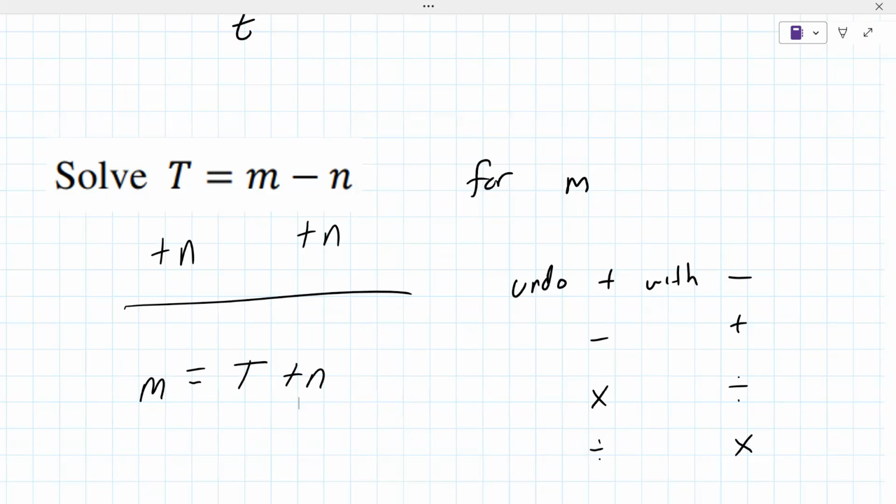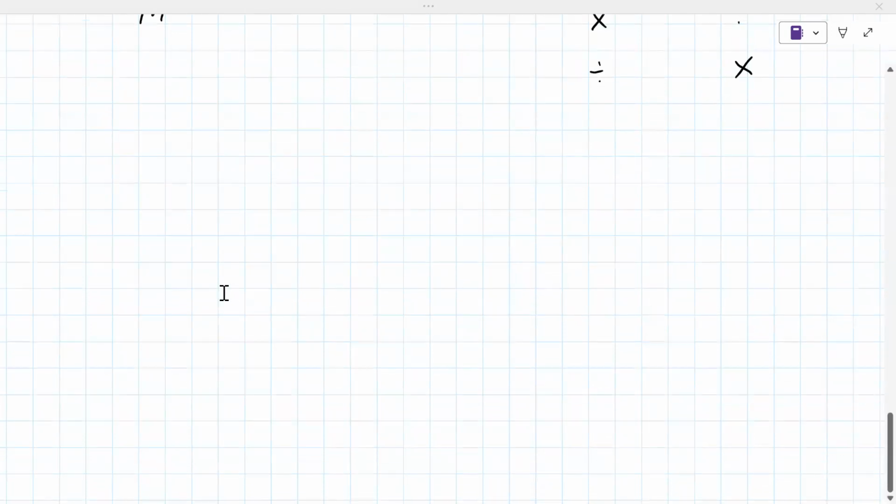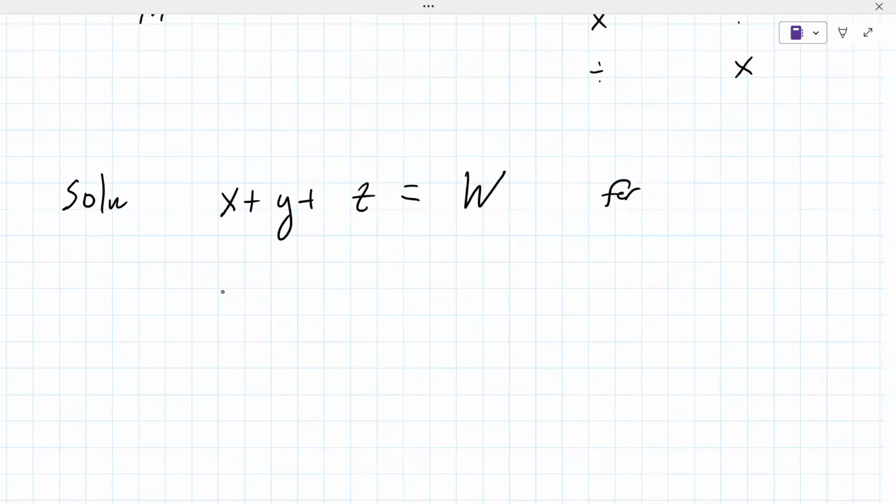All right, let's try another one here. Actually, let me make this one up. Solve x plus y plus z equals w for z. Solve for z.